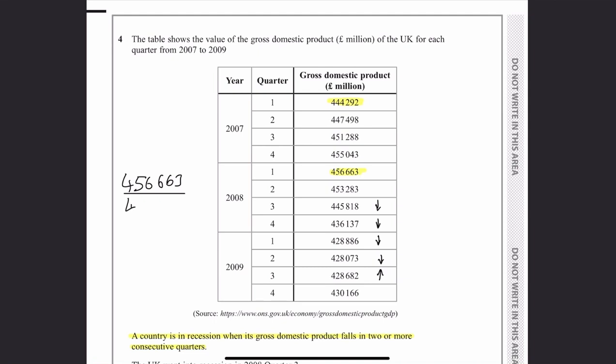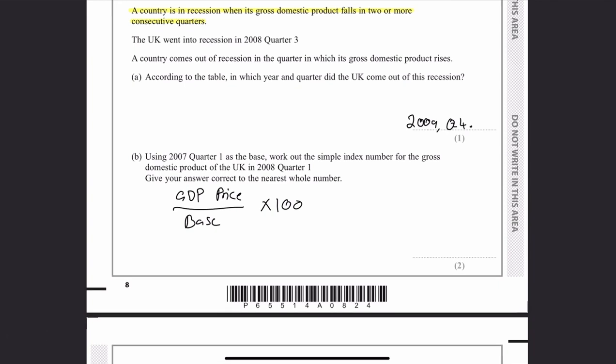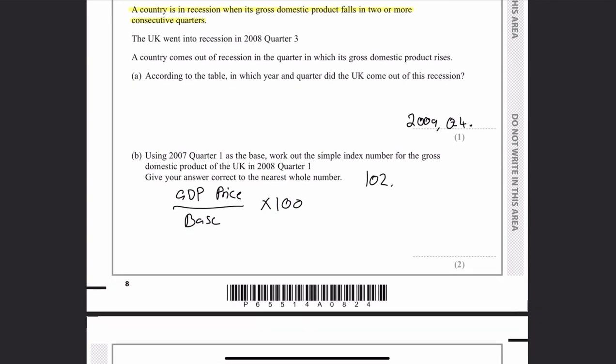444,292. And then we're going to times that by 100. So into my calculator, 456,663 over 444,292 times by 100, and I get 102.78... But it wants it correct to the nearest whole number, so 102.78... goes to 103 to the nearest whole number.